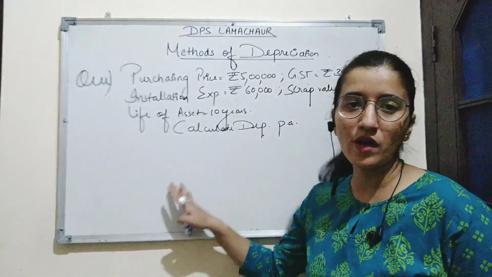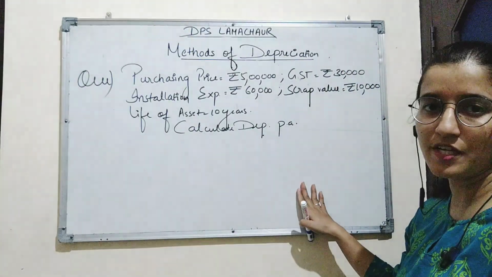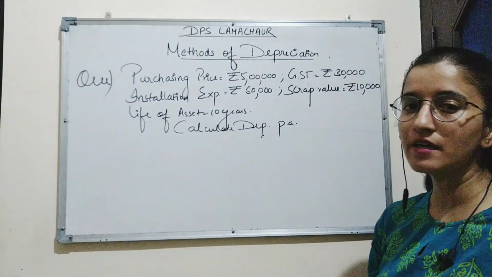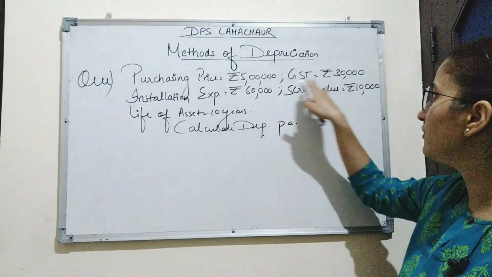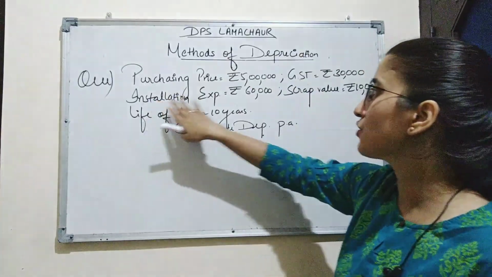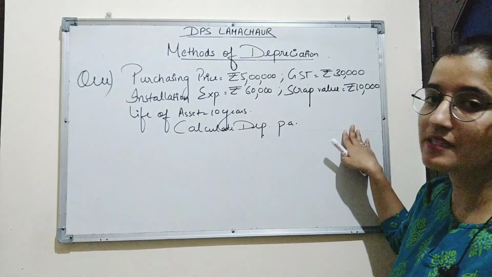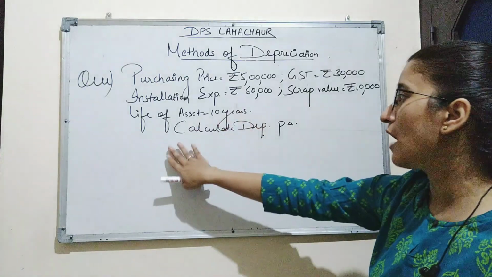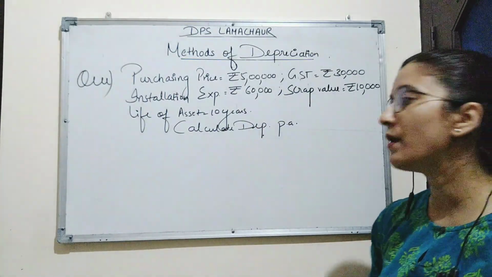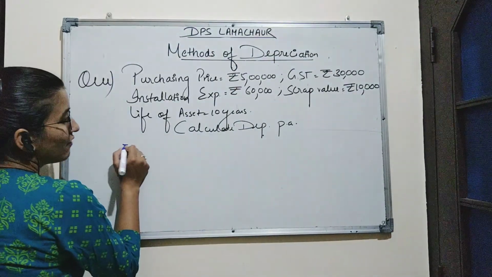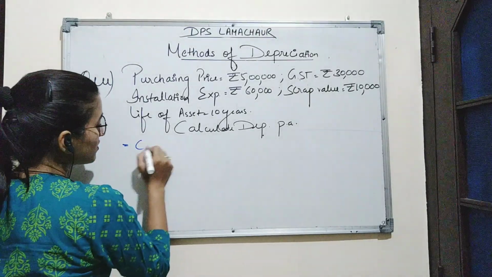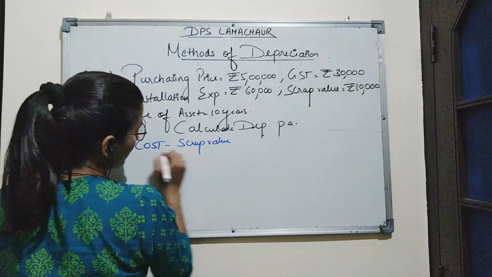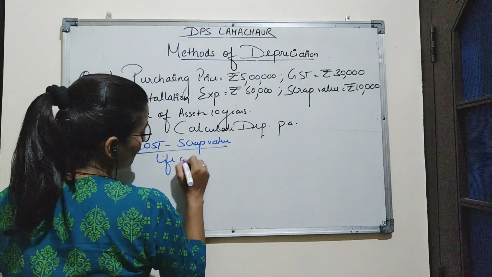Now here is the question based on calculating depreciation amount per annum under straight line method. Question is, purchasing price is 5 lakh, GST is 30,000, installation expenses is 60,000 and scrap value is 10,000. Life of asset is 10 years. We have to calculate depreciation per annum. As we know, formula for calculating depreciation per annum is cost minus scrap value divided by life of asset.